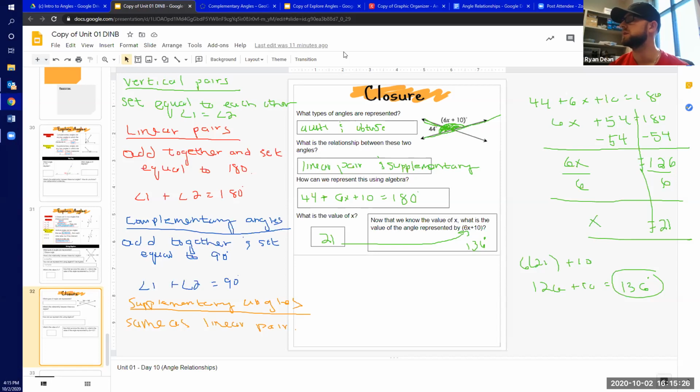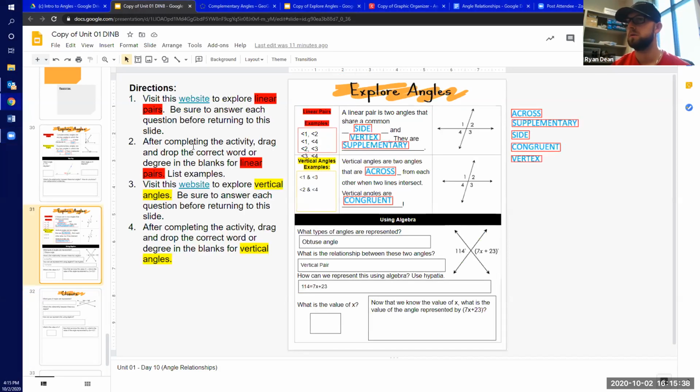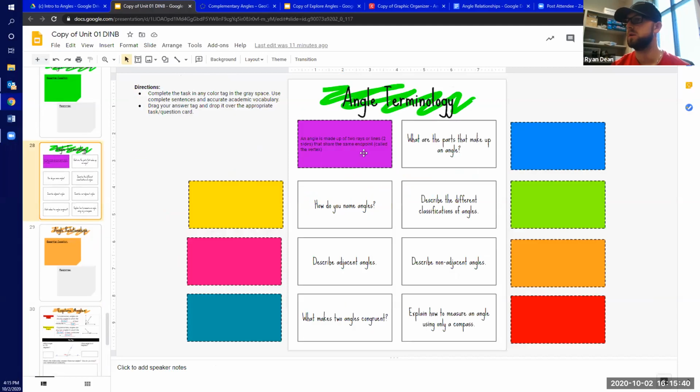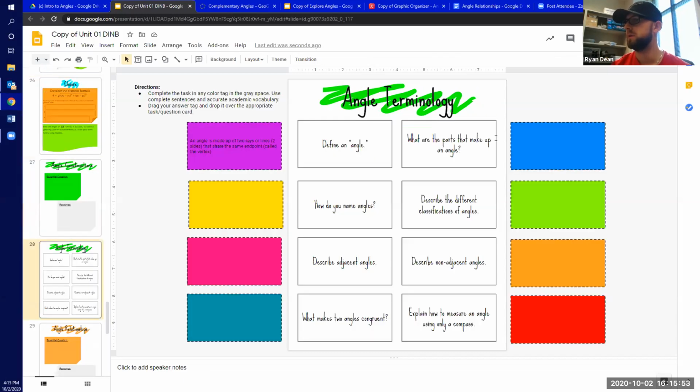And that pretty much covers all of the information that we're going to talk about with respect to angles right now. Okay, so the big things that you should know how to do right now, number one, you should know how to define an angle. You should know how to name an angle. You should know what adjacent and non-adjacent mean. You should know the parts that make up angles.